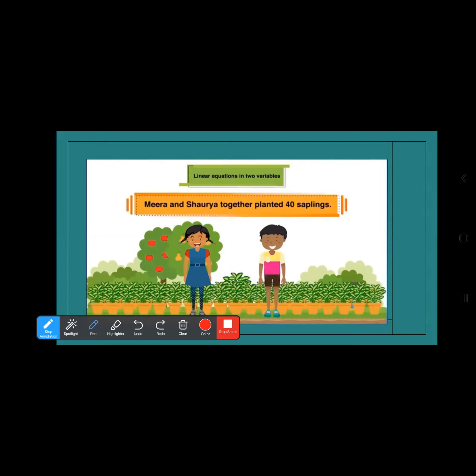So here, Meera and Shaurya, two persons are there. Whenever there is a linear equation in two variables, two quantities, two things will be given. So here also two persons are given, Meera and Shaurya. Now these two persons together planted 40 saplings. Together they planted how many? 40 saplings.